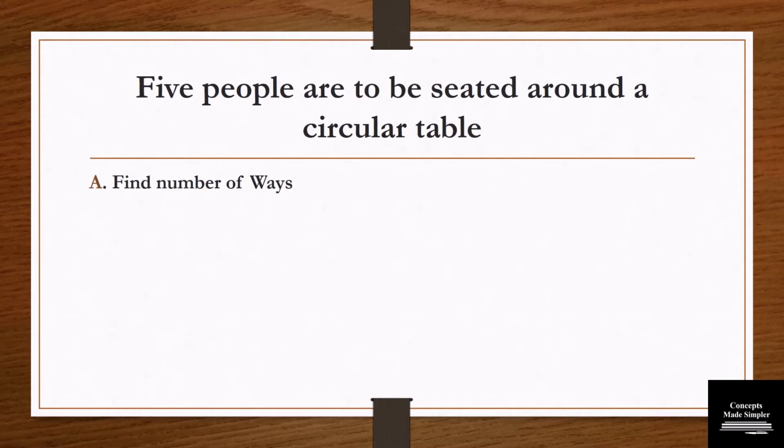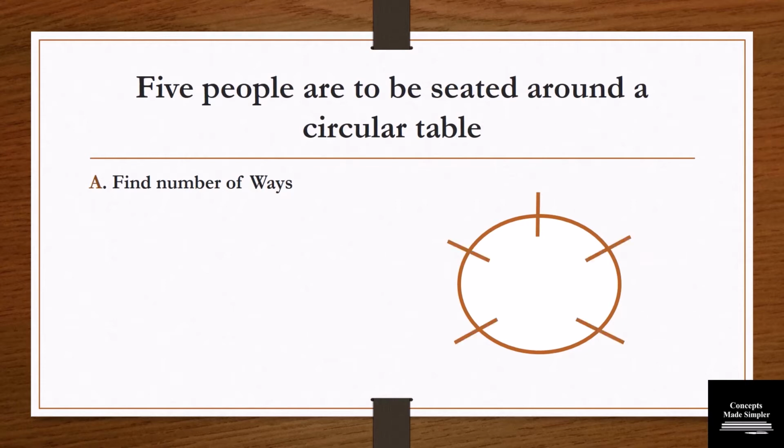Let's start with the very first question. The question goes like, 5 people are to be seated around a circular table. Find the number of ways. Now, let's consider a circle. As I just mentioned, you need to always place one person first, so I'll be placing one person. Now, we are left with 4 people and 4 places.